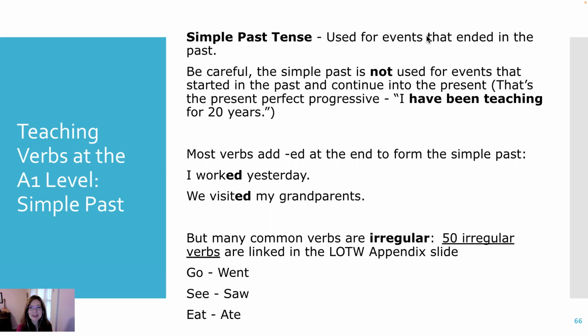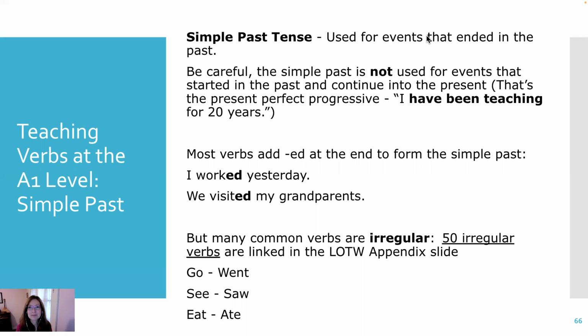So remember that if we're talking about something that ended in the past, we typically use the simple past tense. But if we are talking about something that started in the past and continues up until now, like "I have been teaching for more than 20 years," that's the present perfect progressive. And that's a little more complex. We don't teach that at the A1 level, although students may run into it.